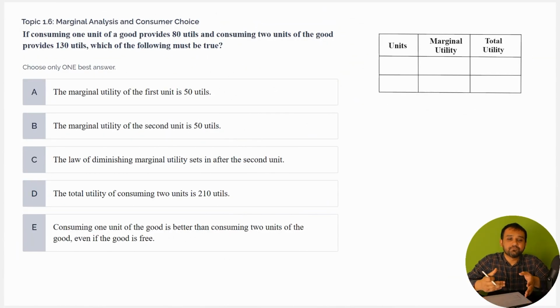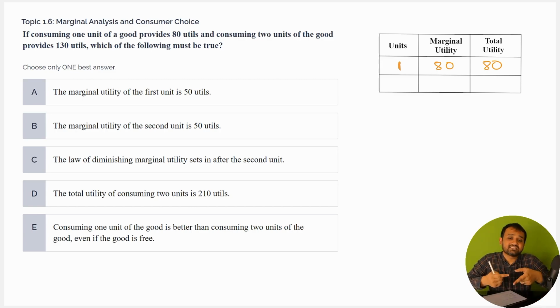This question is a mix of calculating utilities and understanding utility-based concepts. So what do I mean by that? Let's go through the question first. When you consume 1 unit of a good, you are getting 80 utils. That means when the first unit is consumed, you get 80 satisfaction from it. Since there is only 1 unit that has been consumed so far, total utility is the same as the marginal utility of the first unit.